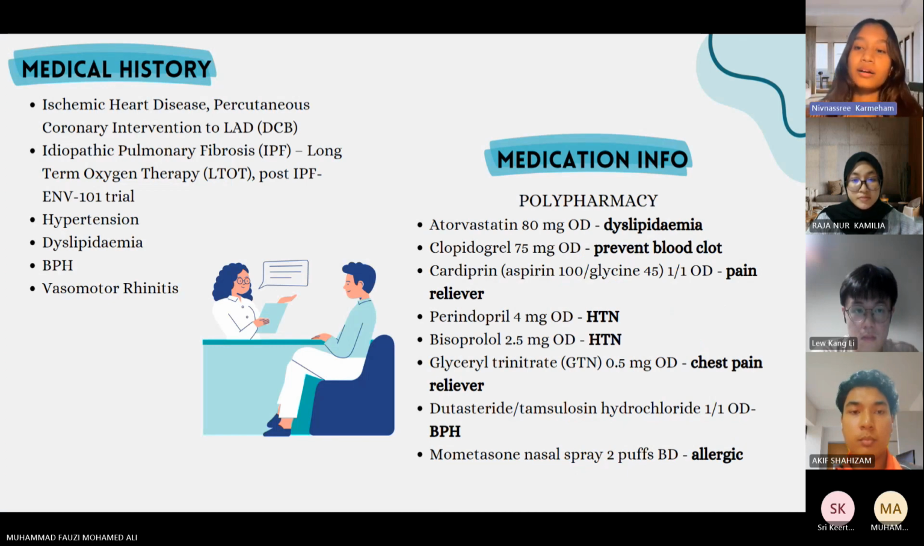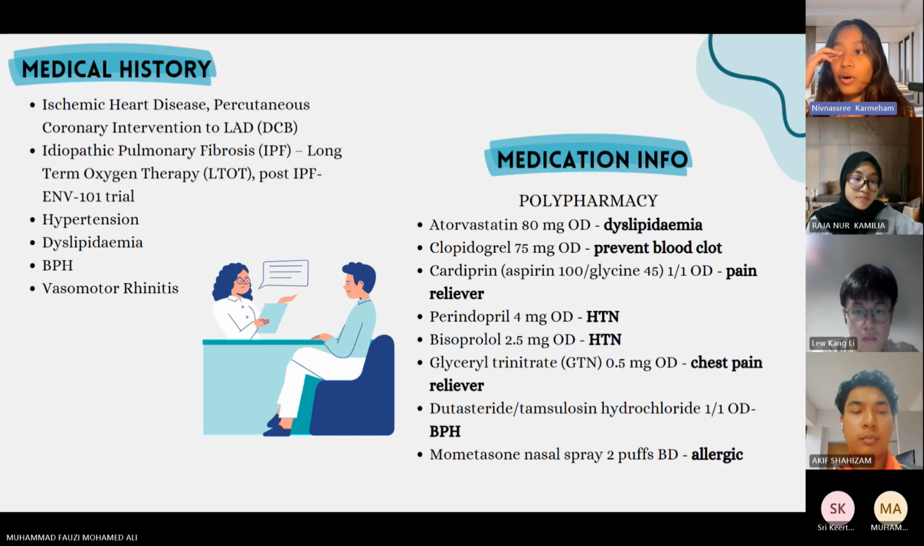So, the medical history of our patient. Our patient is diagnosed with ischemic heart disease, with percutaneous coronary intervention to the LAD, and idiopathic pulmonary fibrosis, where he is now relying on long-term oxygen therapy. He has hypertension, dyslipidemia, BPH, and vasomotor rhinitis.